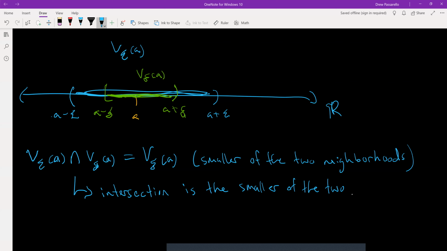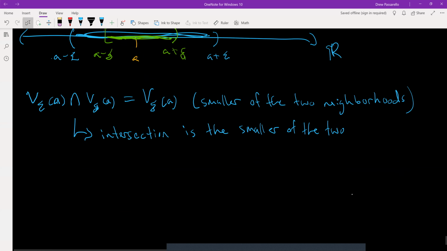And hopefully that's just clear by the way the neighborhoods are set up. It's what they have in common as far as where they overlap, and the two neighborhoods overlap at the delta neighborhood itself, if the delta neighborhood is smaller than the epsilon neighborhood. All right, so that's an important detail.